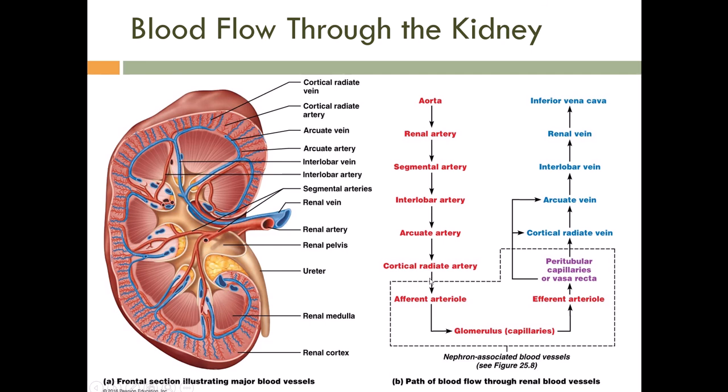So the arterial flow in and the venous flow out are very similar. The exception is we have segmental arteries between the renal artery and the interlobular arteries, whereas in the venous flow, there are no segmental veins. The interlobular veins merge directly with the renal vein to get us out of the kidney. And one of the things that is very different about our kidneys is that the blood will actually flow through 2 different capillary systems inside the kidney. So not just one capillary system.